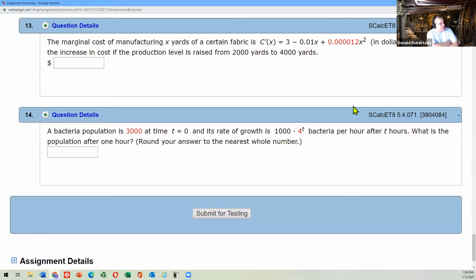I'm not into business. I don't know what a marginal cost of a manufacturing X yards of a certain fabric means. But didn't they give me a function? And I am going to find the increase in cost if it goes from 2,000 to 4,000. Won't that become an integral? And won't it be from 2,000 to 4,000? And won't the function be 3 take away 0.01x plus a ridiculously tiny x squared dx?